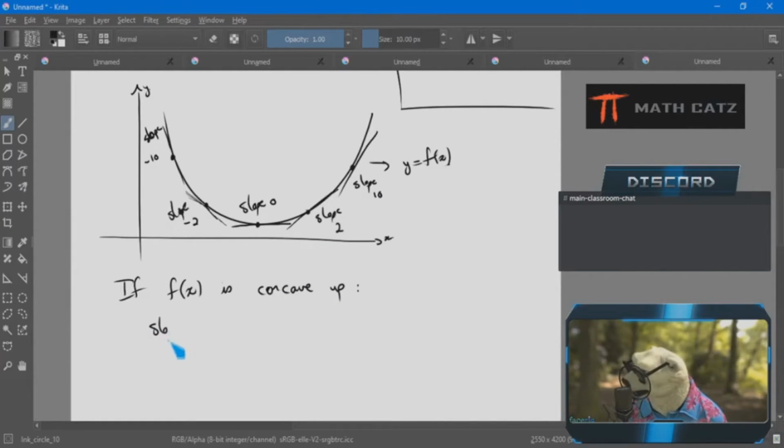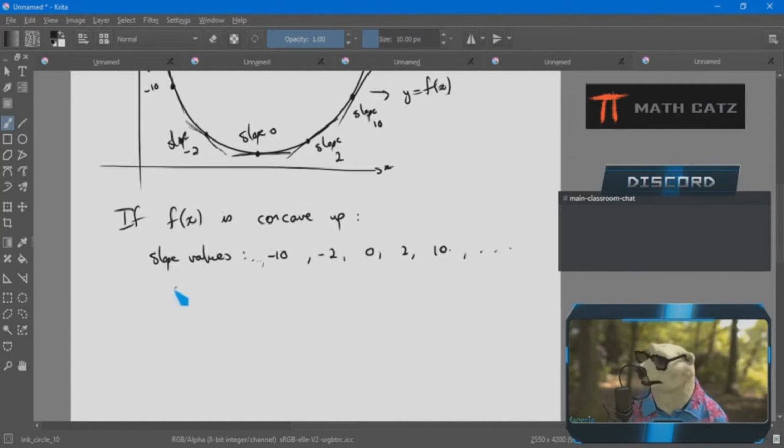So in this situation, I have slope values among many others. They go -10, -2, 0, 2, 10, and of course they keep going. And there's stuff in between and whatever. This sequence of numbers is an increasing sequence. Increasing, right? They're getting bigger. Increasing slope values.